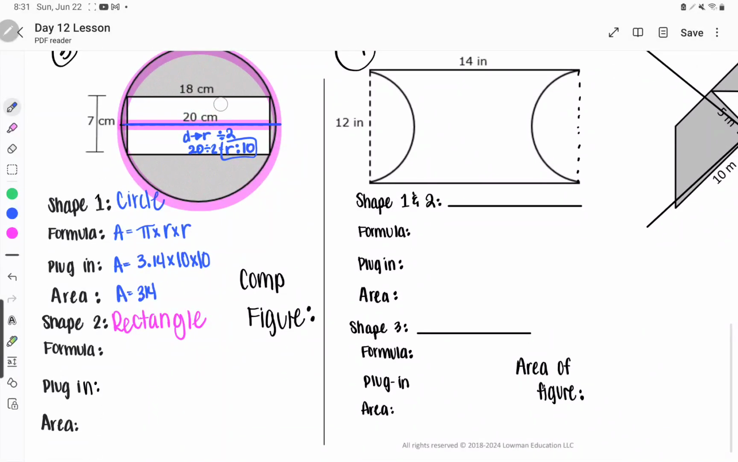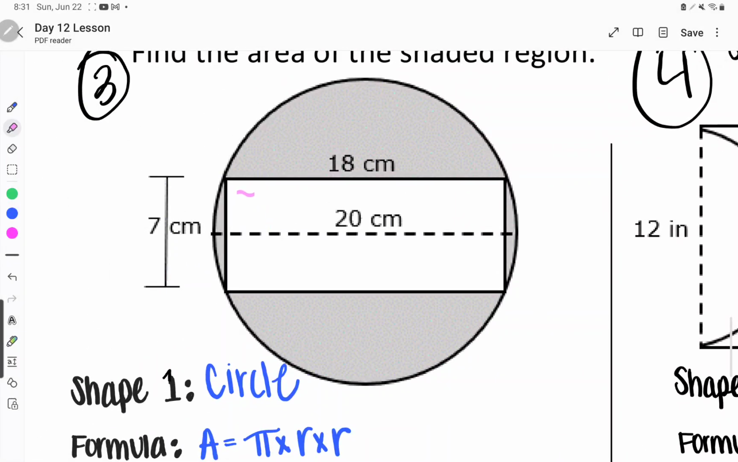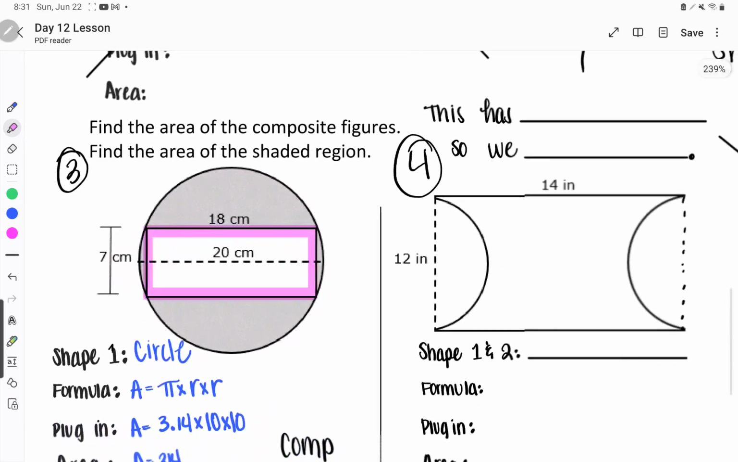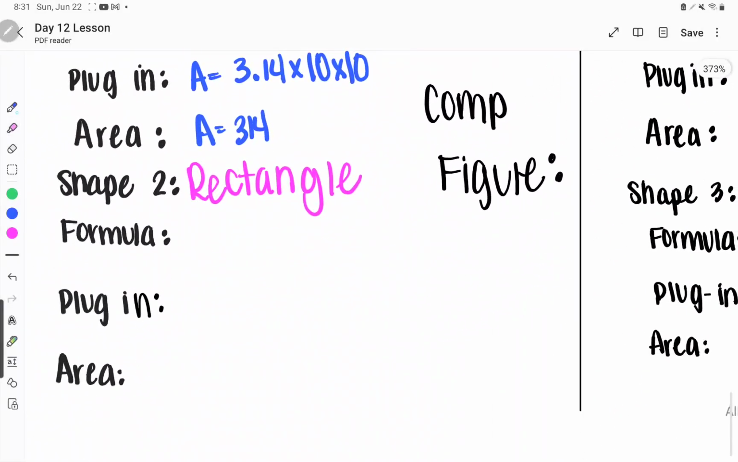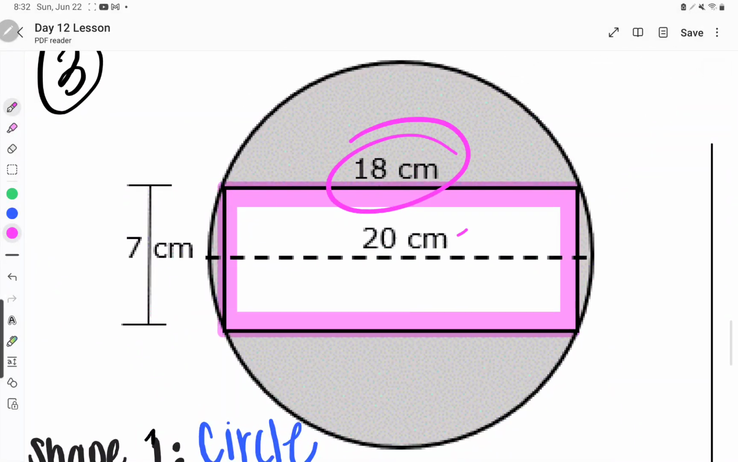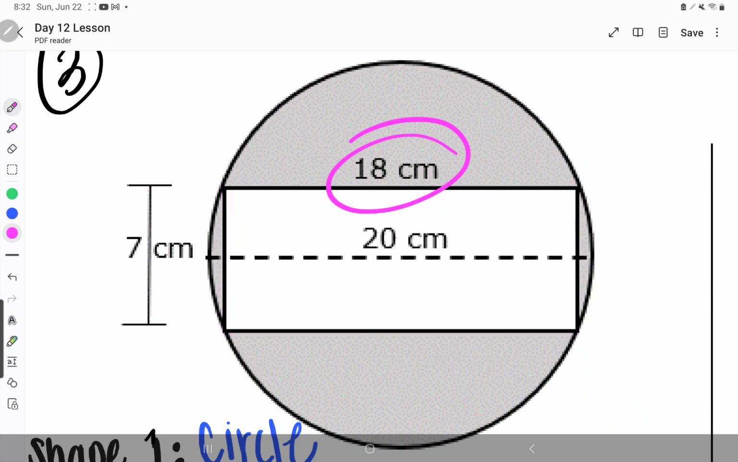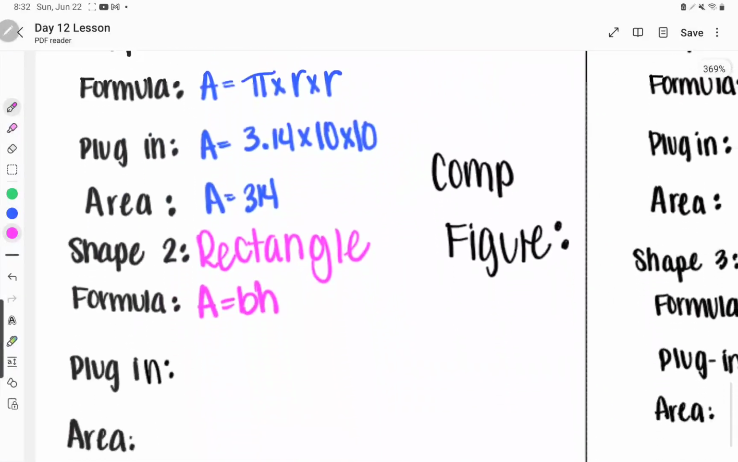All right, then we have our rectangle. So looking at our rectangle, we have a formula of area equals base times height. For your rectangle, is the base 18 or 20? The base is 18 for the rectangle. This 20 goes beyond our rectangle, right there and right there, so we can't use that. But the 18 that's right here, that is what encompasses our rectangle. So we have 18.